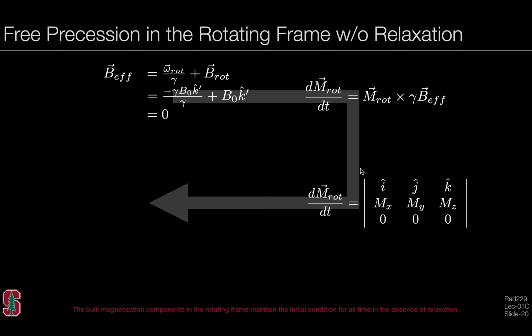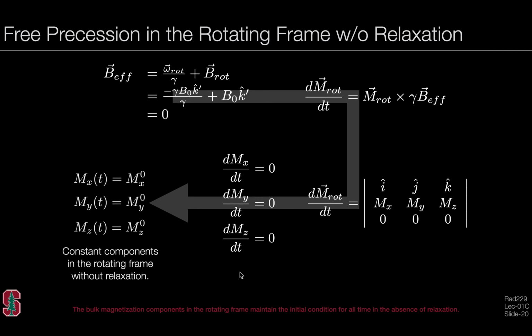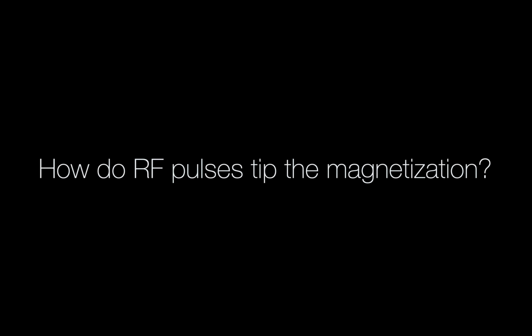And we can see that when we map out the cross product operator here, we of course have no apparent B field being applied. This gives us a very simple system of differential equations describing the magnetization dynamics, the bulk magnetization dynamics in the rotating frame. And fundamentally, if we solve this system of differential equations, we find that we just get constant components in the rotating frame in the absence of relaxation. So any component of magnetization just retains its initial state as a consequence of free precession in the rotating frame in the absence of relaxation.